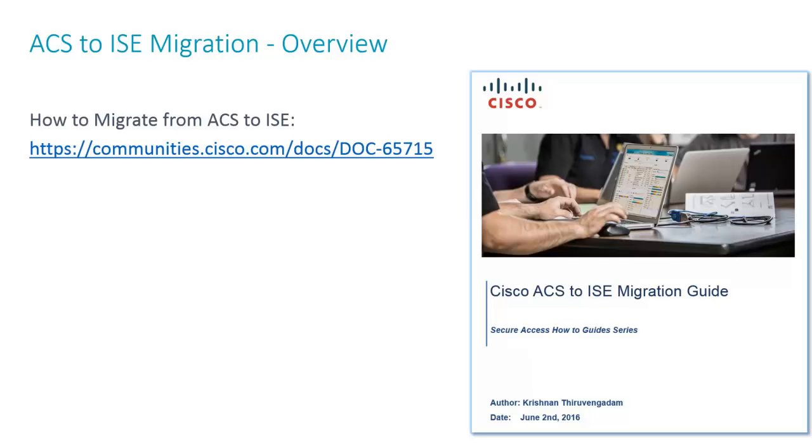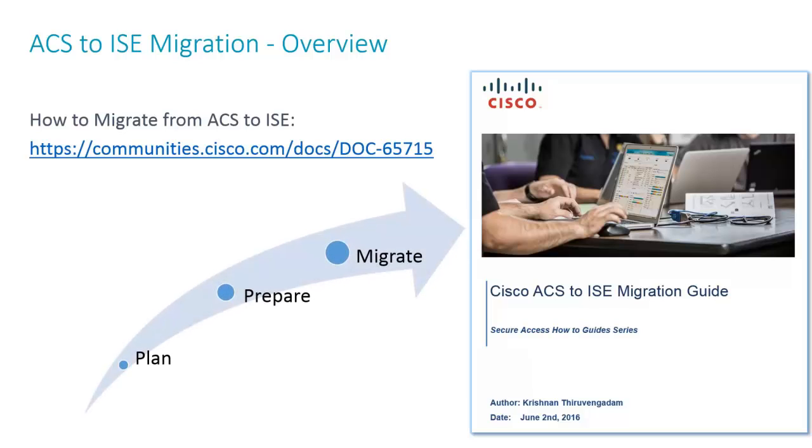Now, as I mentioned earlier, the migration consists of three different sections: planning, preparation, and migration. The planning would cover all the top-of-mind questions and information on how to design your topology based on your environment and your device administration model, and how to convert your ACS deployment to ISE deployment.